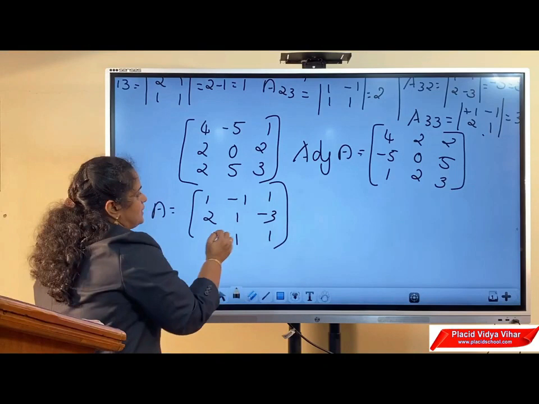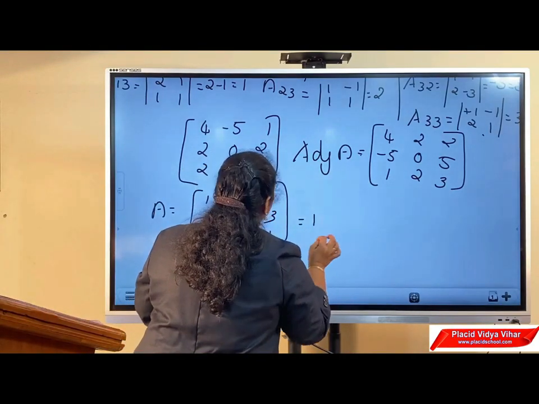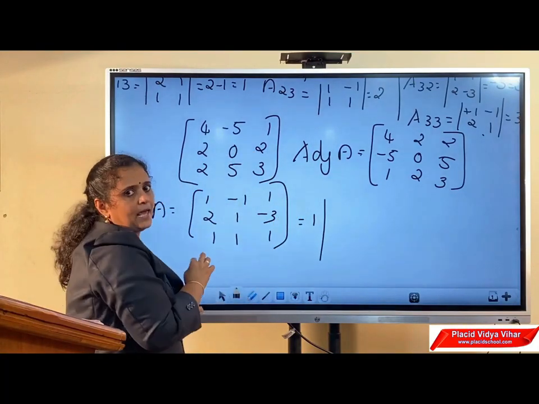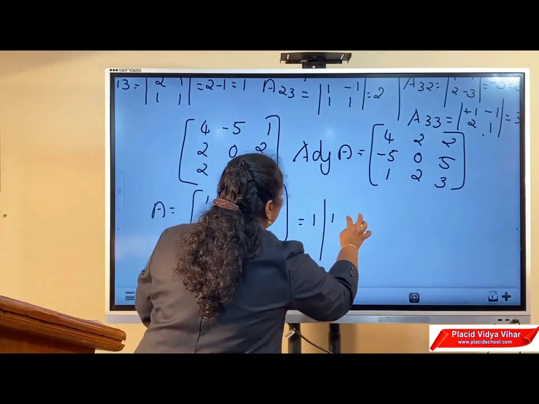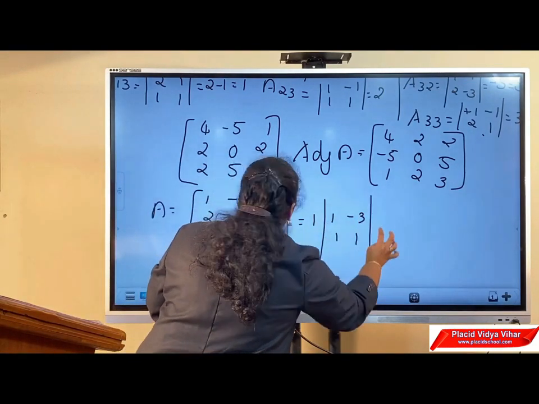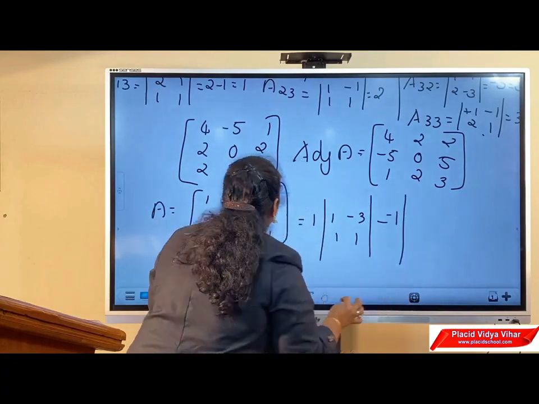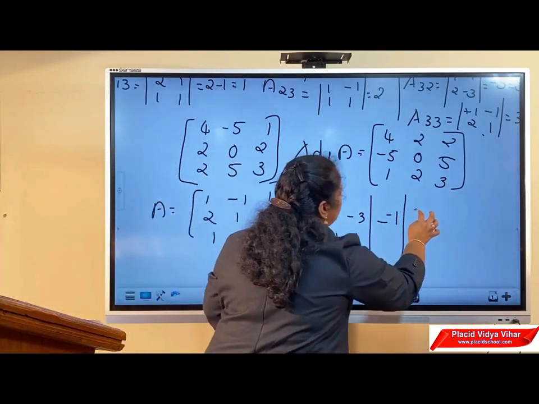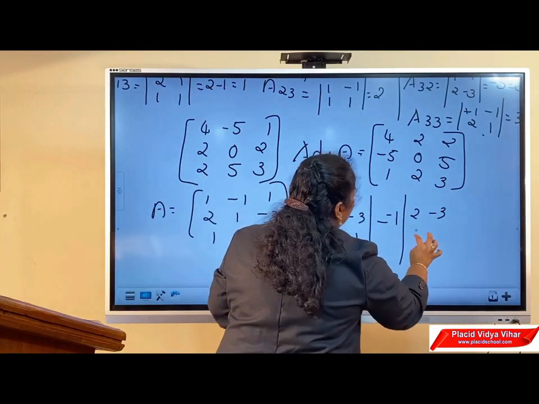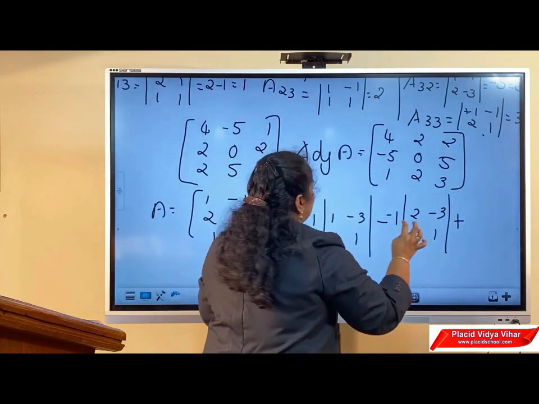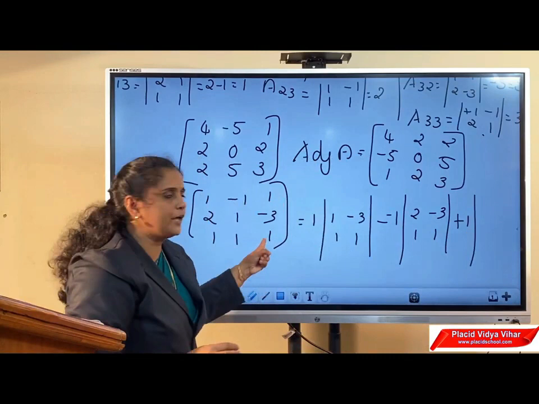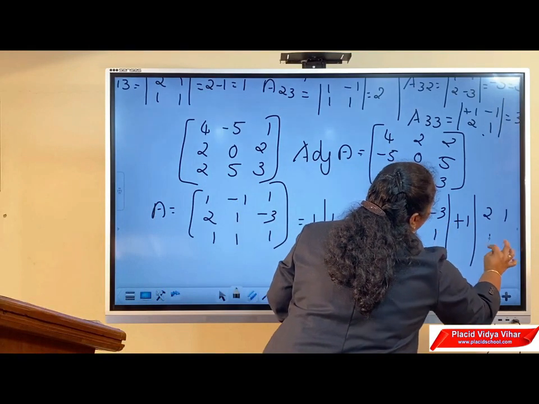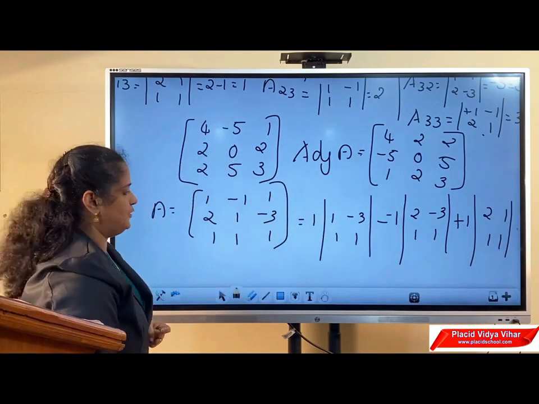The determinant of A is equal to 1 into the corresponding rows and columns deleted. The remaining elements in determinant form: 1, minus 3, 1, 1. Minus minus 1 into the remaining elements 2, minus 3, 1, 1. Plus the third element 1 into the remaining elements 2, 1, 1, 1. Okay, find the value of this determinant.